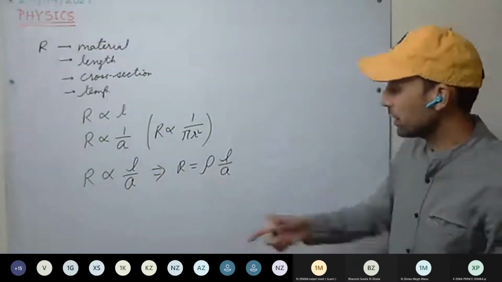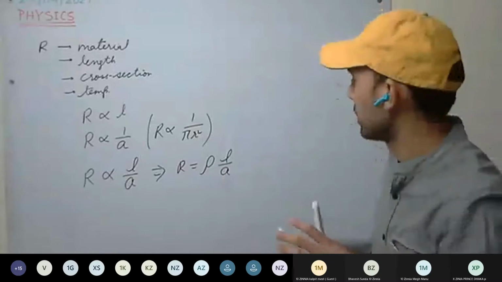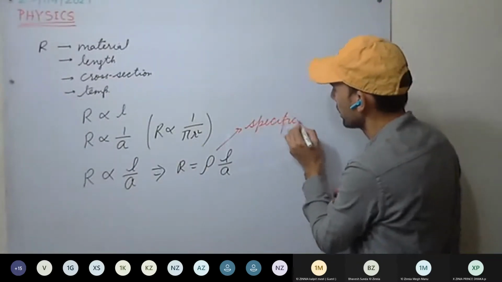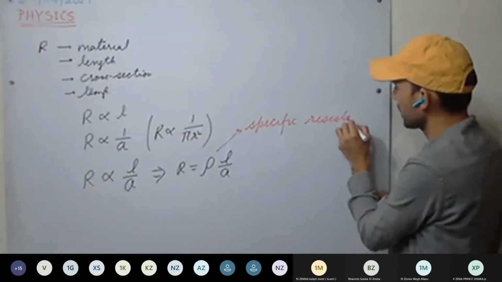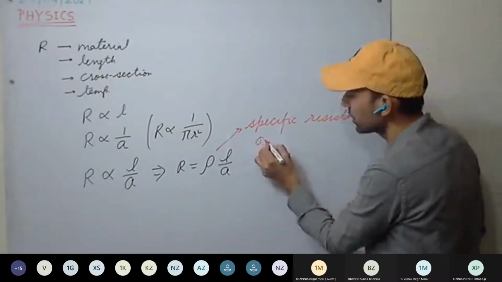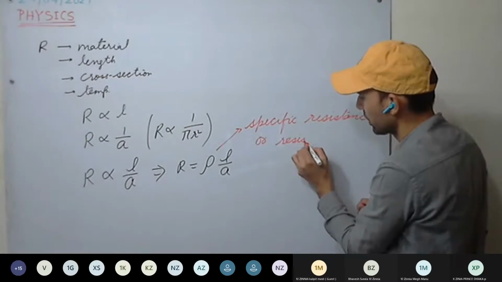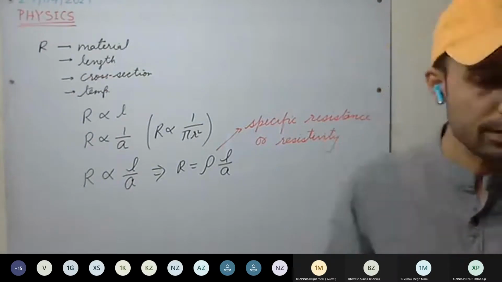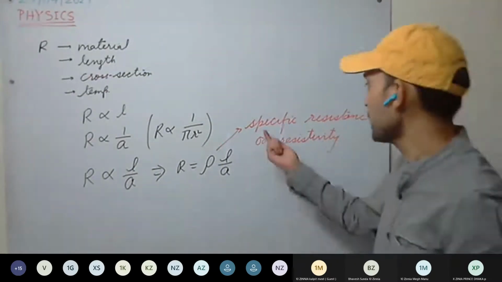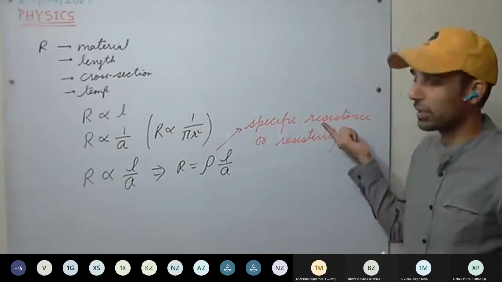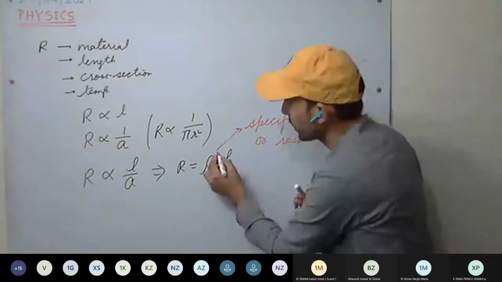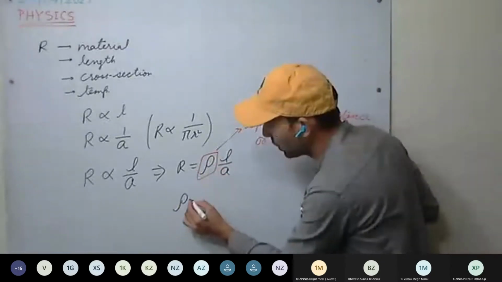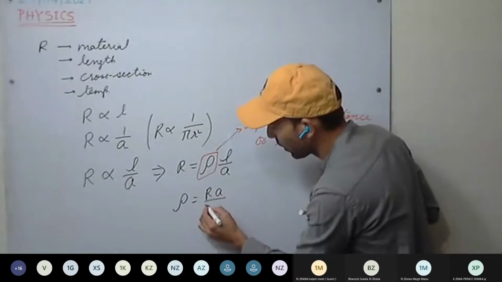And here rho is nothing but specific resistance. Why it is called specific, we'll be discussing. It is called resistivity or specific resistance. Mainly I use specific resistance. So rho is nothing but specific resistance. Or we can write rho equals R A upon L.